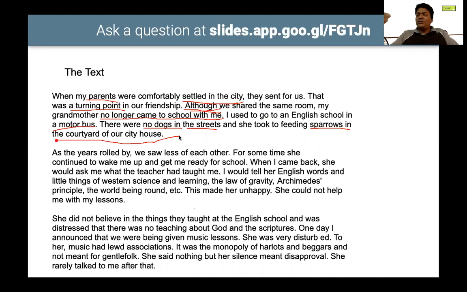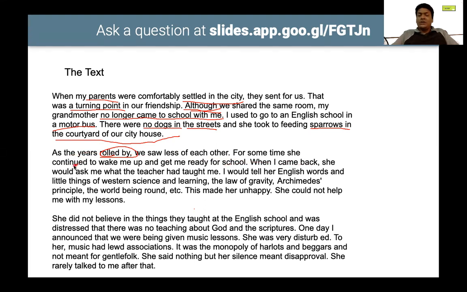Courtyard means referring to the front yard of the house, or the space which was left for gardening, the courtyard of our city house. As the years rolled by, the meaning of rolled by is passed by. So years passed by, we saw less of each other. So we could not meet each other, we could not talk to each other a lot.